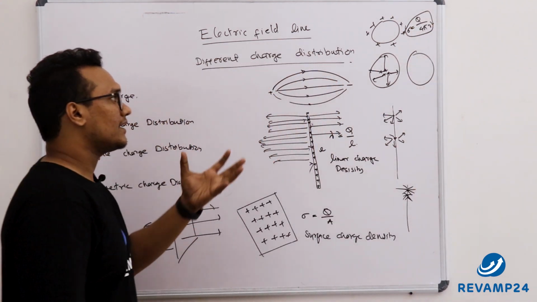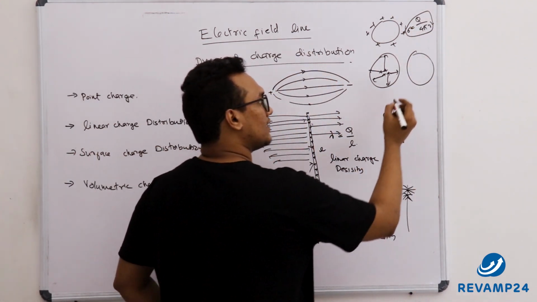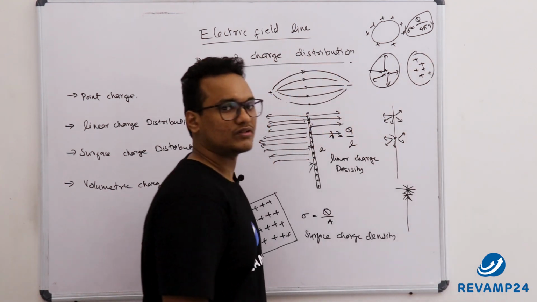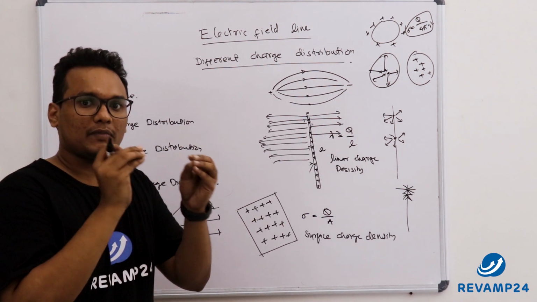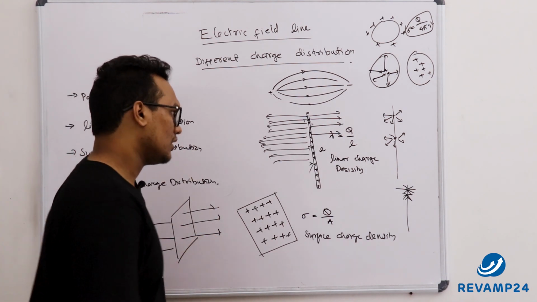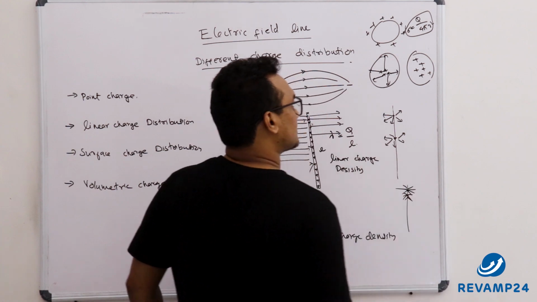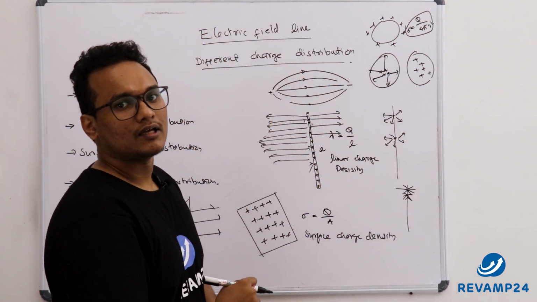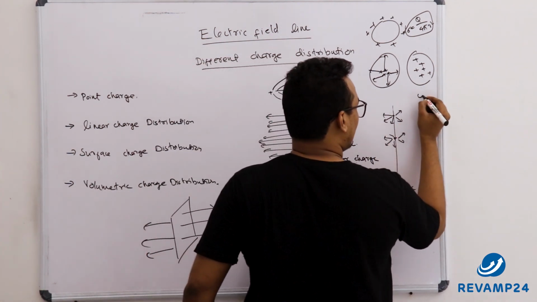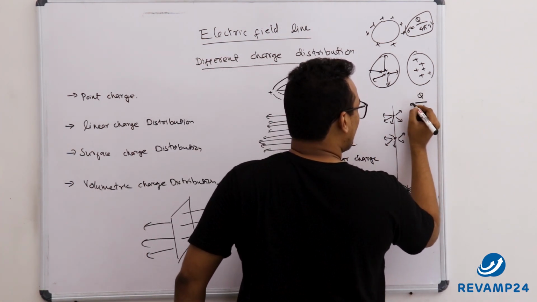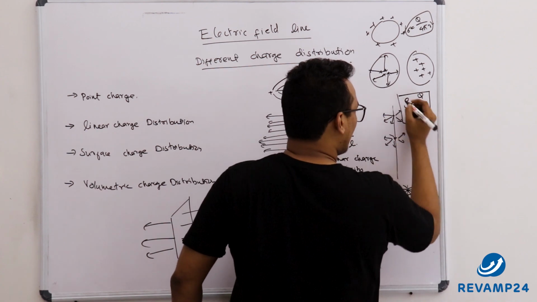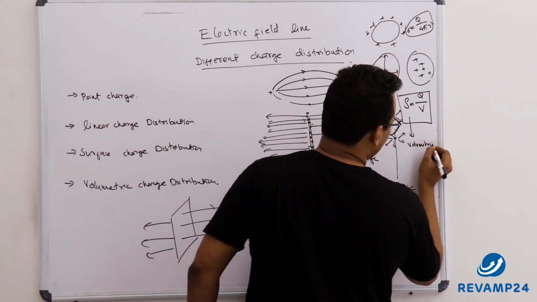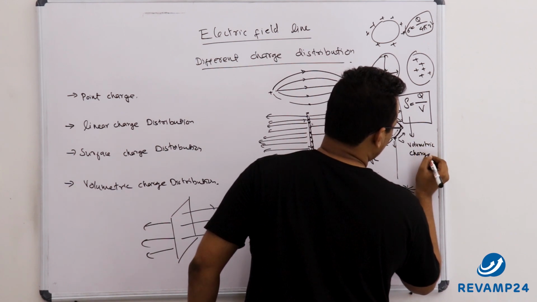But if this is an insulator, whatever charges we are giving inside won't go outside. It cannot move, right? An insulator basically doesn't allow charges to move. So with an insulator, if you are giving a charge, that will reside in the total volume. Okay, so here charge is distributed across the volume, and this is represented as rho. What is rho? Volumetric charge distribution.